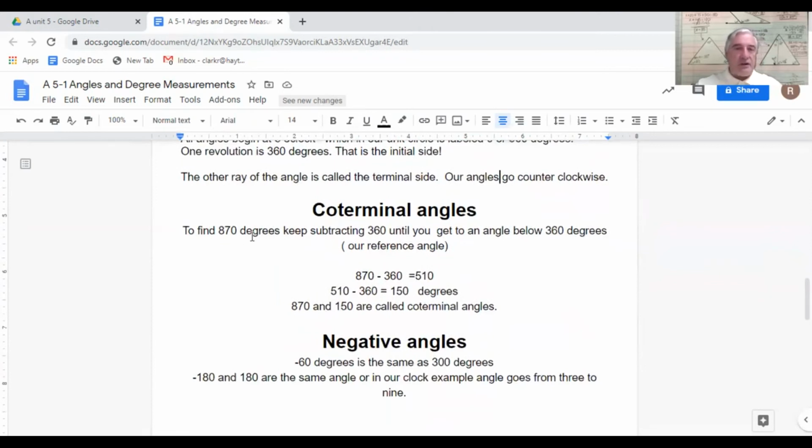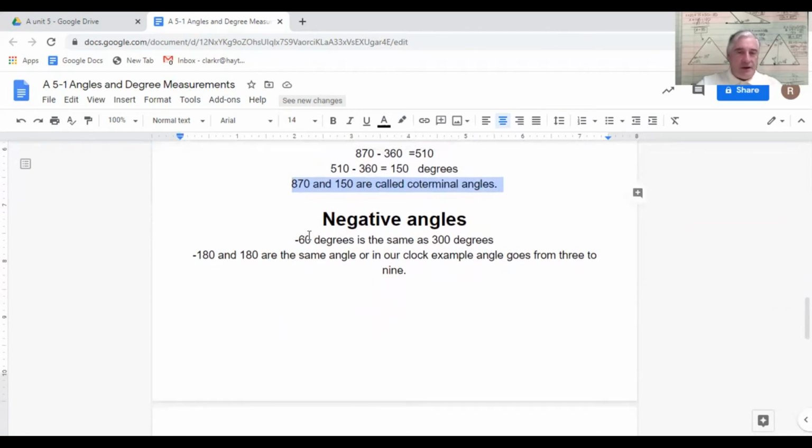To find 870 degrees, you keep subtracting 360 until you get an angle below 360 degrees, which would be our reference angle. 870 minus 360 is 510. 510 minus another 360 is 150. So 870 is the same thing as 150, and we call them coterminal angles. 150 and 870 are the same angle. You just went around your circle 2 extra times.